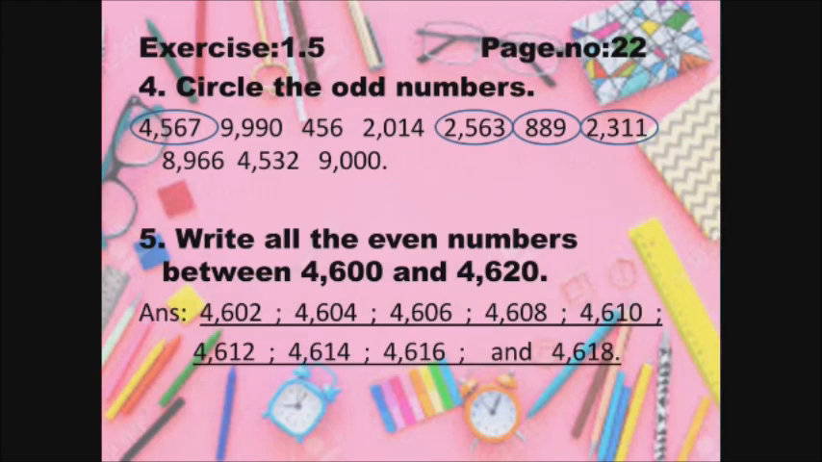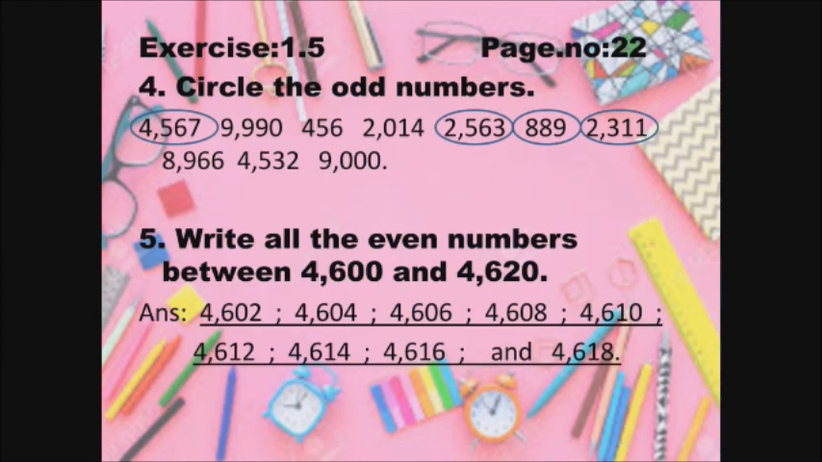Here we have exercise 1.5 in page number 22. Fourth sum, circle the odd numbers. So to find even number and odd numbers, we have to check the ending digit, that is in ones place. See the ones place, it is 7. So 7 is the odd number. So circle the whole number. 4567 is an odd number. Next, 9990. See the ending number, it is 0. So 0 is an even number. So we should not circle that number.